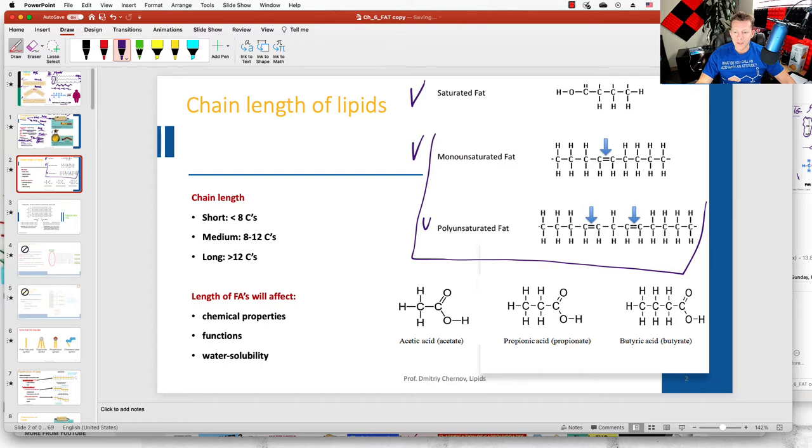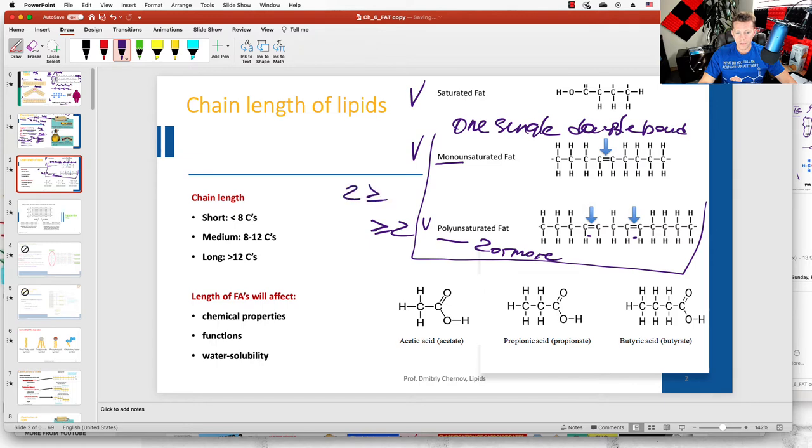Just because there is one single double bond, that fat is monounsaturated. Mono is one double bond. Here there are two double bonds, so now you can safely say that it's polyunsaturated. You would think if it's one, monounsaturated, if it's two, with fats, it is two or more, like this, two or more, like that, two or more, then it is a polyunsaturated fat.